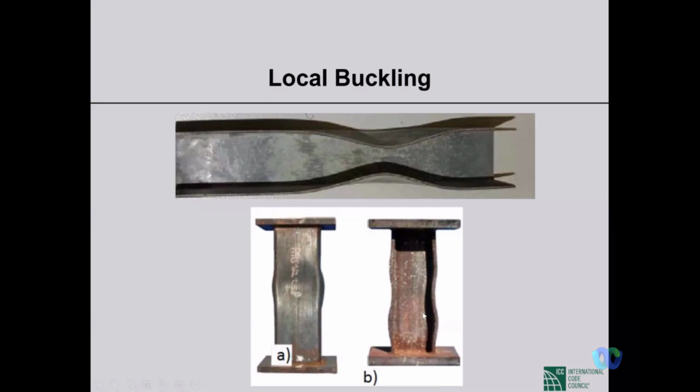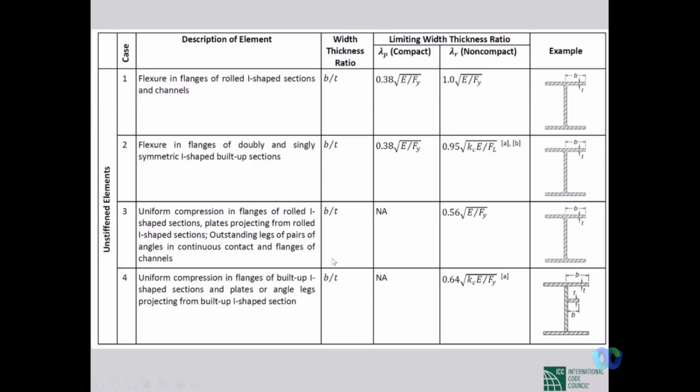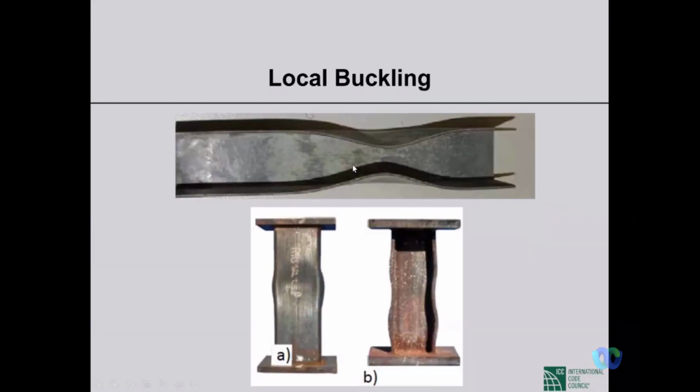There are some pictures here. In the top-most picture, you see the web is straight, so the whole section didn't buckle, but the flanges buckled in one place. In the bottom picture, on the right-hand side or left-hand side, the column is straight, upright, but some elements buckled. So we have to be very careful about that.